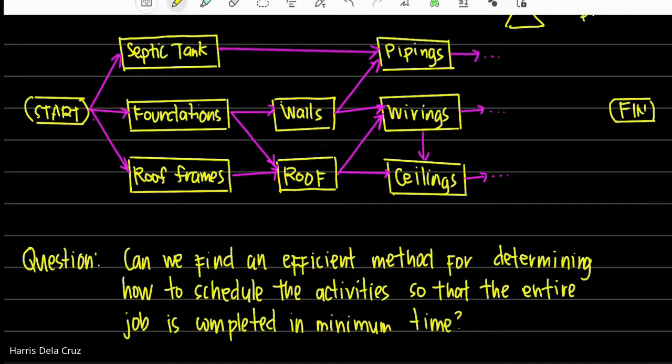Likewise, may mga activities doon na tinatawag natin critical. What do you mean by critical? Merong activities doon na pag na-delay, yung buong time ng project madi-delay. So may mga ganong activities. So how do we determine yung mga activities na yun so that we can keep track? Yan. So this process is very important yung pag-schedule, especially in project management.